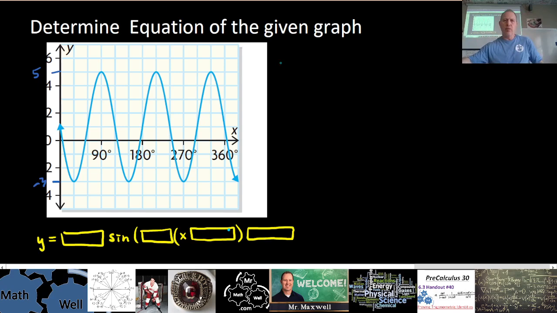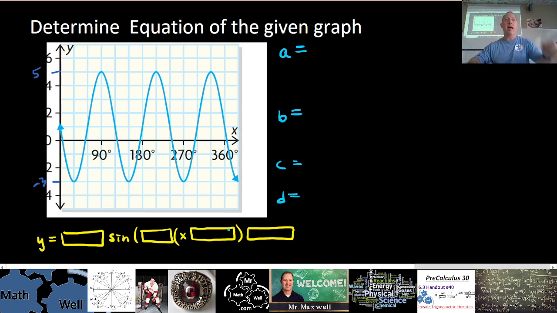So let's see if we can identify A. We need to identify B and C and D. So what do you think is going to be the easiest to determine? A? Okay. How do we determine A? Max plus min over 2. Okay, max plus min over 2. What, is that the amplitude? Is that the midline? What is that?